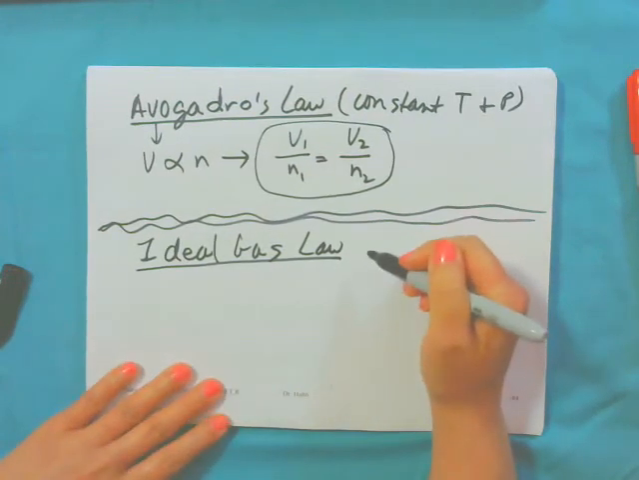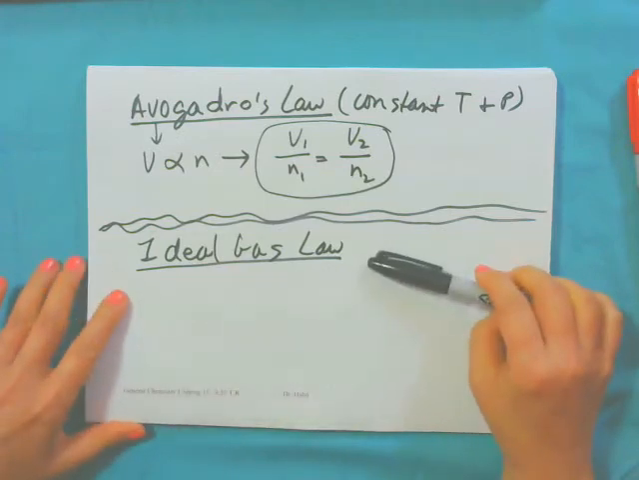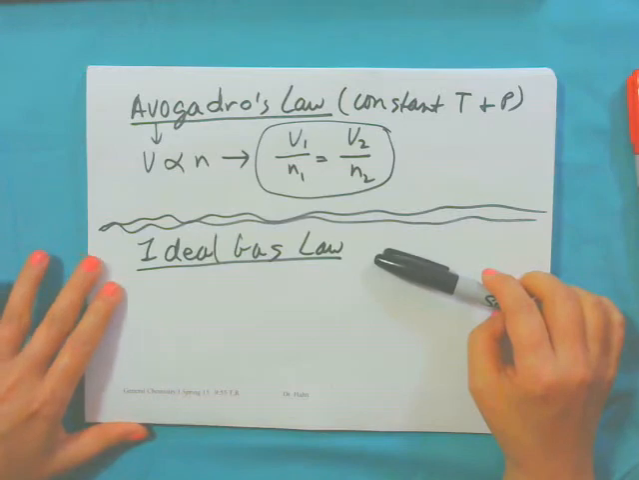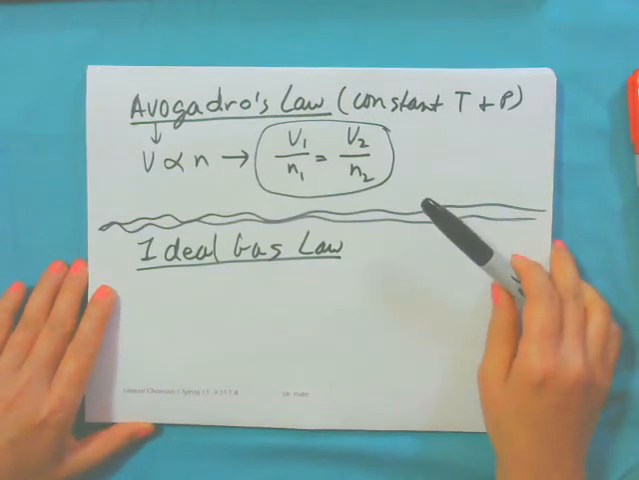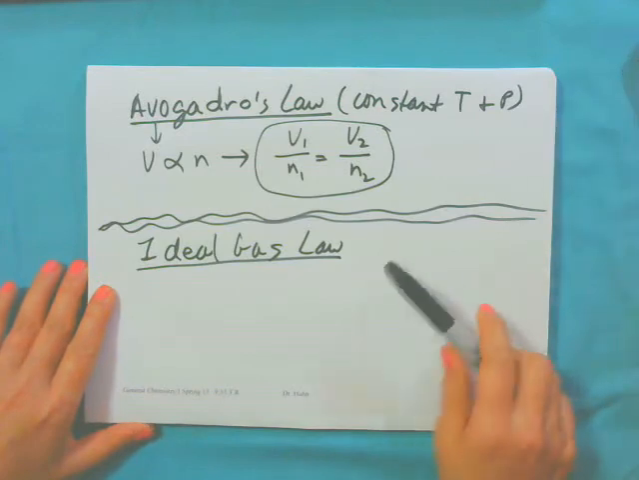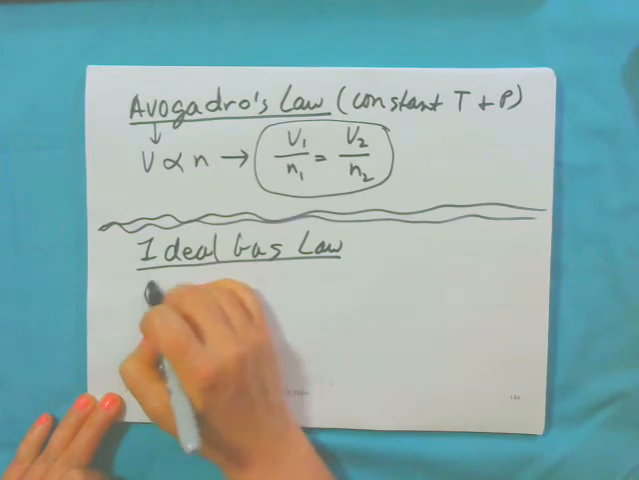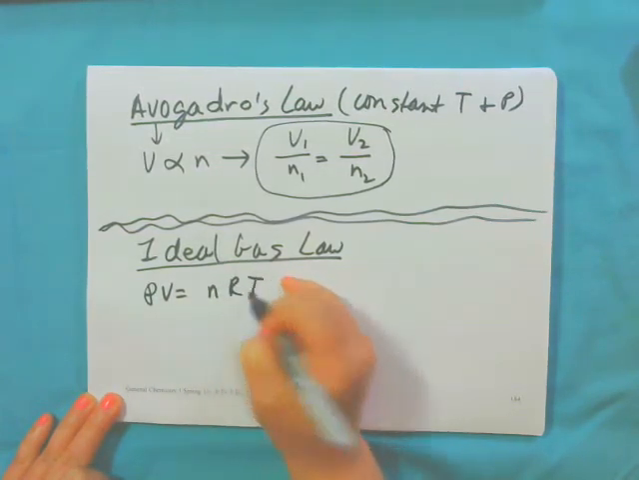The ideal gas law is only obeyed by ideal gases. It's not obeyed by non-ideal gases. But usually the only non-ideal gases are those at very, very high pressure or very, very low temperature. That's the only case when you would have non-ideal gases. Almost all the rest of the time you have an ideal gas. So here's our ideal gas law equation: PV is equal to nRT.